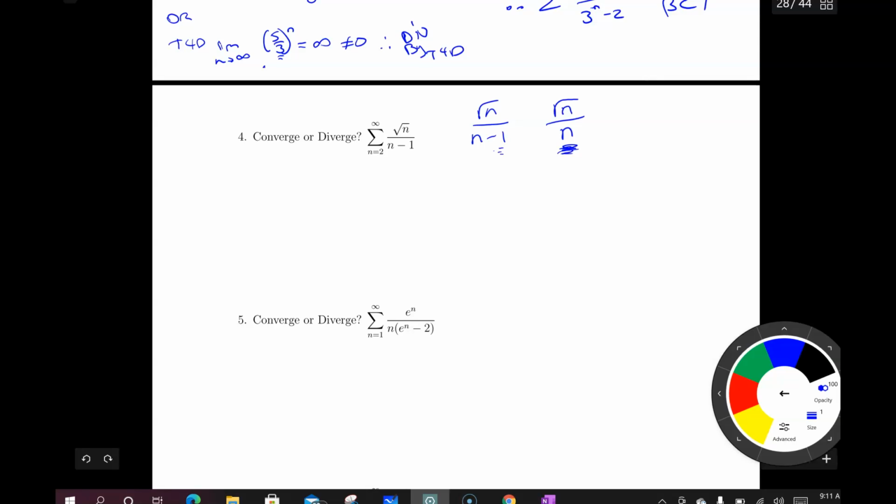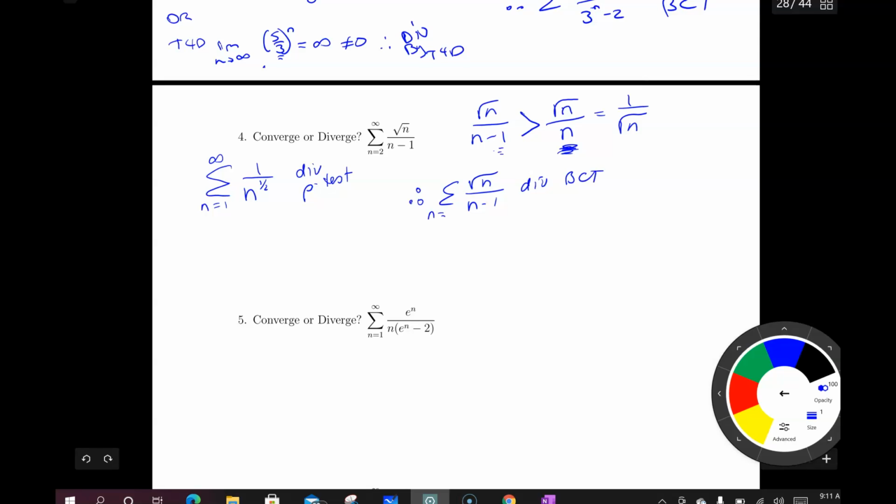So this has more in the denominator, so this is smaller. And if I cancel, I get 1 over root n, right? Canceling the root n's. Okay, so there's my comparison. So now I'm going to check to see what this sum does. I'm just going to rewrite it with the fractional exponent so I can clearly see this diverges by p-test. So therefore, I get that the original diverges by basic comparison test.